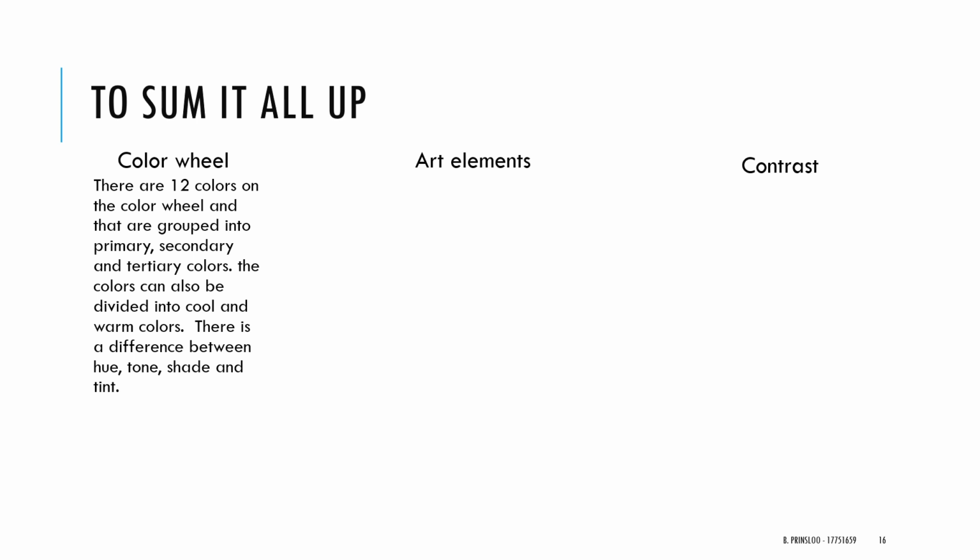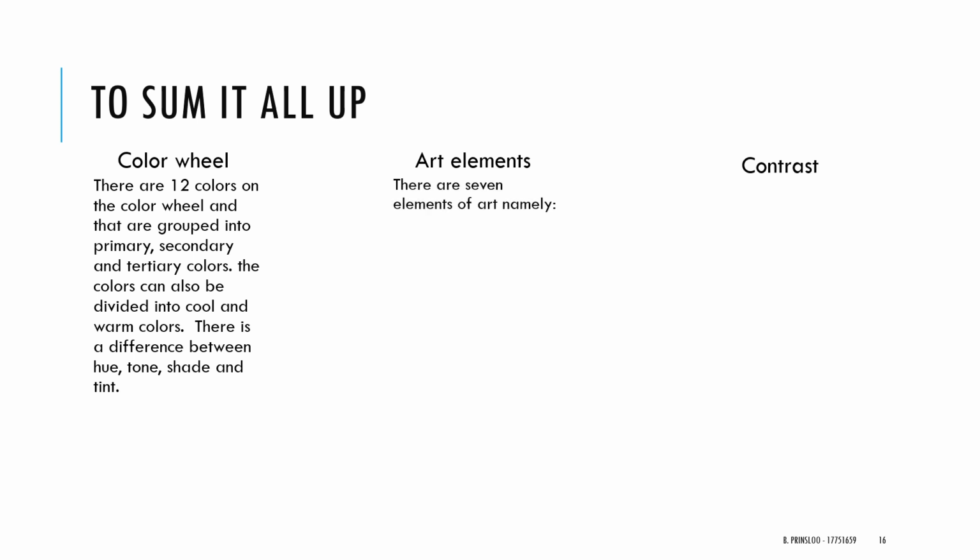Hue can be described as the name of a color. Tone is when you add gray to a color. Shade is when you add black to a color. And tint is when you add white to a color.